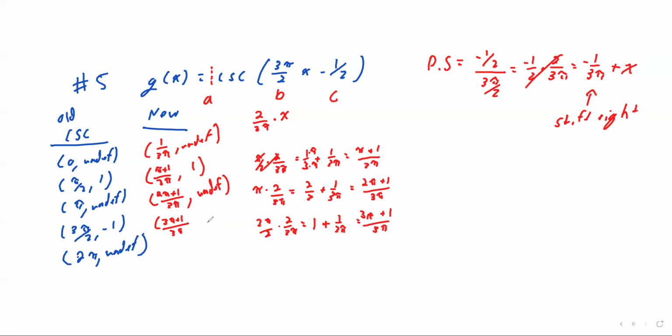Basically shift it to the right 1 over 3 pi. Negative 1 remains the same. And then you could do this work again. Hopefully you see the pattern. This is 4 pi plus 1 over 3 pi, comma, undefined.